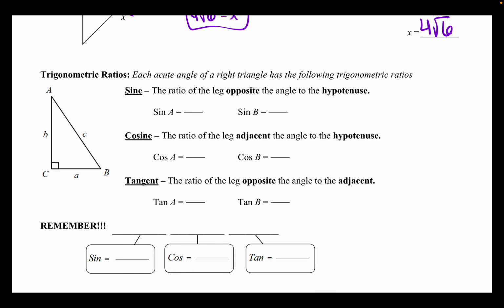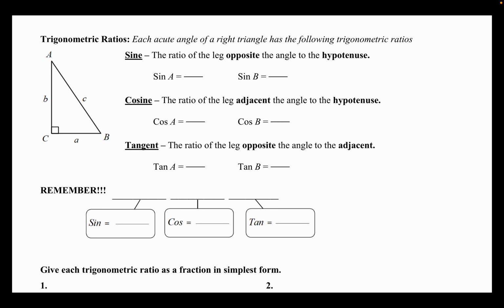Okay, new content. So we have trig ratios. So for a trig ratio, all we are doing is writing out the ratio or the fraction of the sides. So for each of these, we have to be really careful about what is our reference angle. So in these first ones, it says sine A, cosine A, tangent A. That makes A your reference angle.